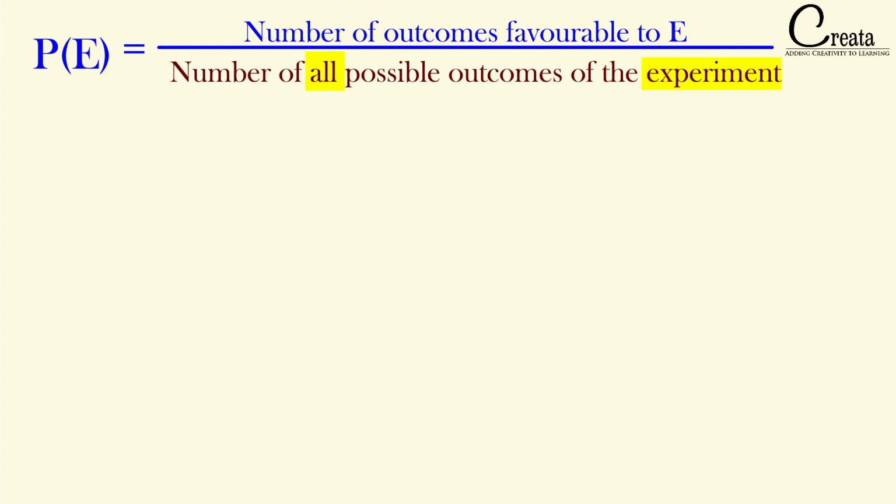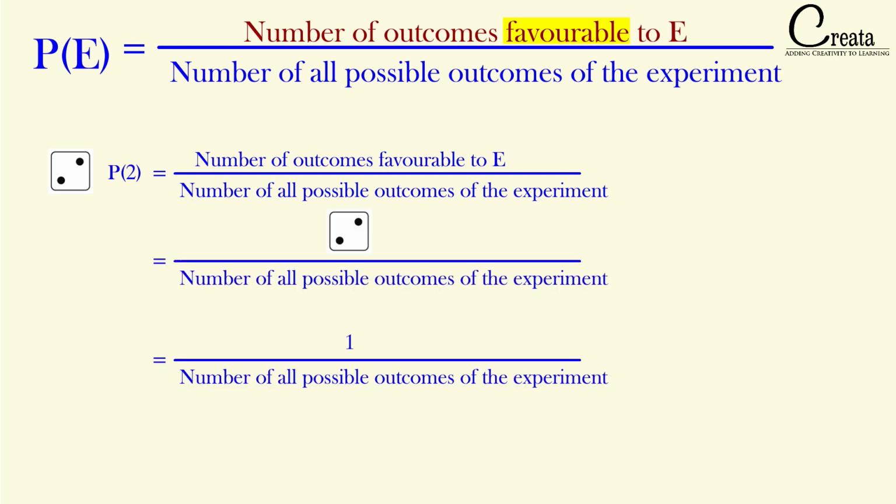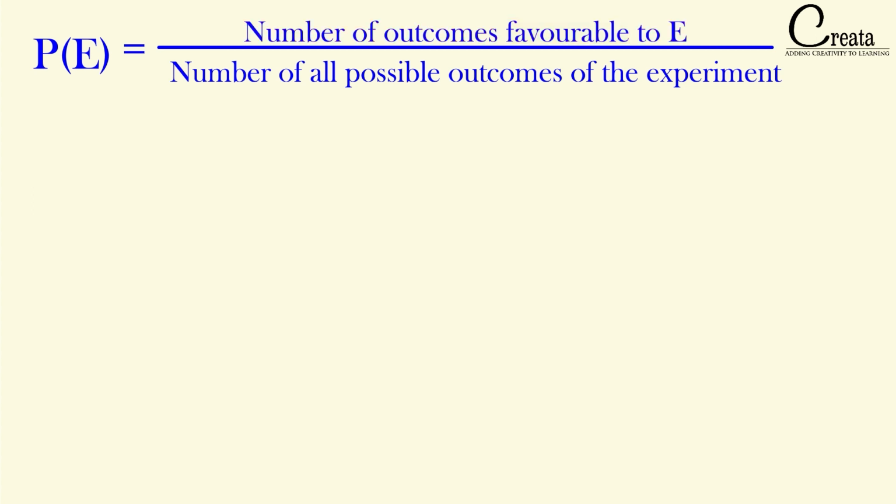Got it? In the numerator, we will have the favorable outcomes, the number of outcomes favorable to E. E denotes the event. For example, if we are calculating the probability of getting the number 2 in rolling the die, the event is getting the number 2, so all the favorable outcomes of getting 2 will come in the numerator. This is the basic formula of probability, which will be used all over the questions.